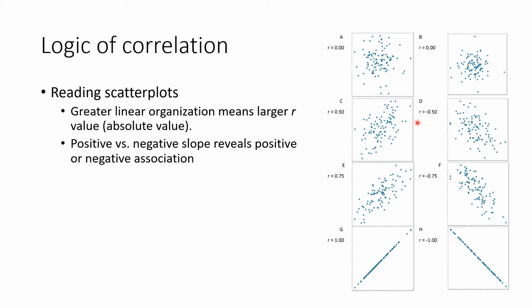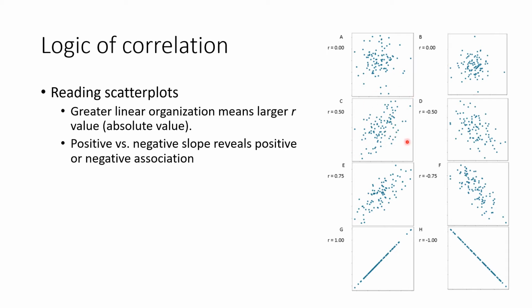There does seem to be some linear trend. It looks more like a football than a basketball. This one's leaning to the right, and this one's leaning to the left. So this is a positive correlation, because as x scores go up, y scores go up. So that's positive correlation. This is a negative correlation.